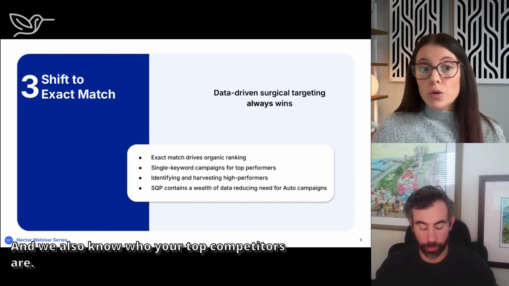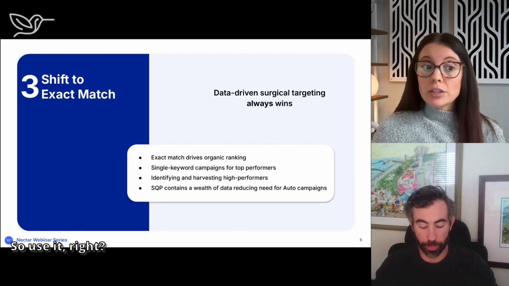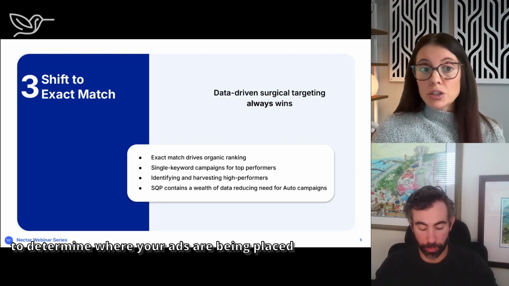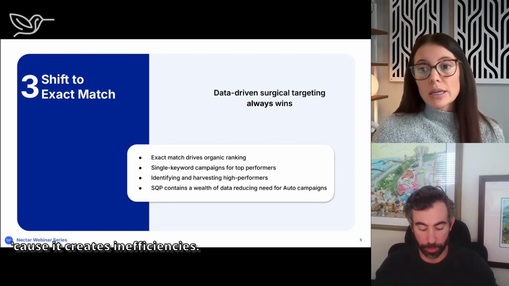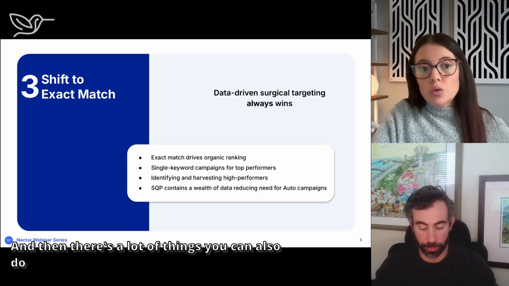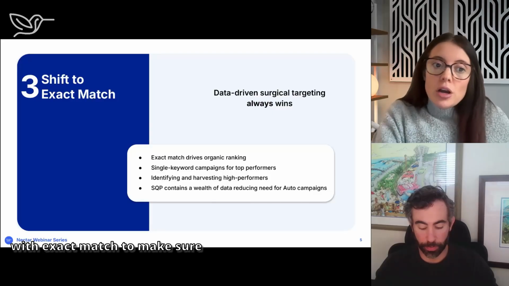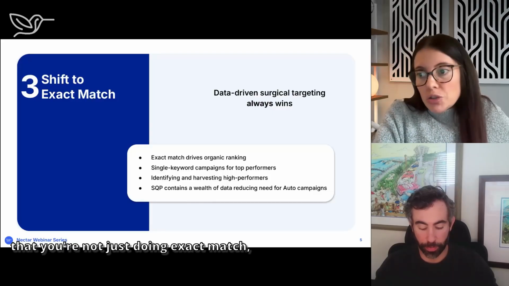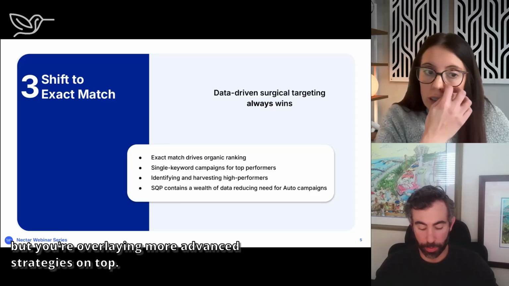And we also know who your top competitors are. So use it, right? Don't rely on Amazon's algorithms to determine where your ads are being placed, because it creates inefficiencies. And then there's a lot of things you can also do with exact match to make sure that you're not just doing exact match, but you're overlaying more advanced strategies on top.